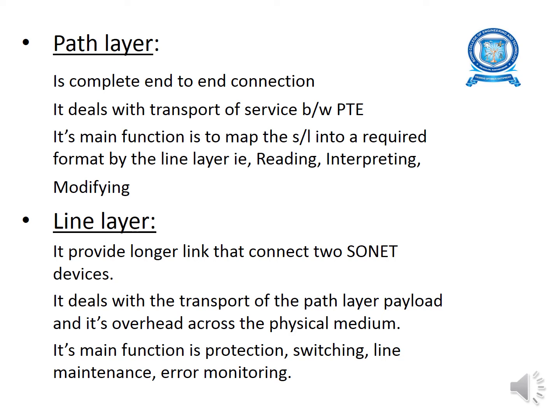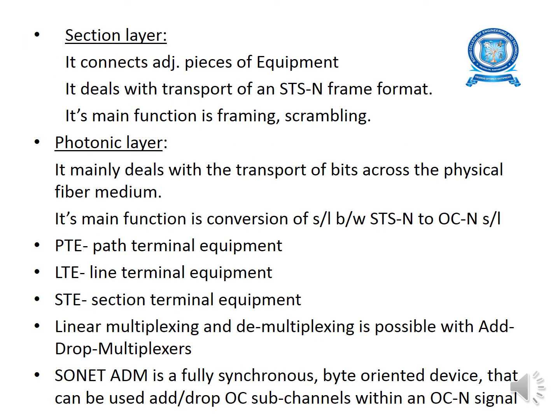The next layer is the line layer. It provides a longer link that connects two SONET devices, and it deals with the transport of the path layer payload envelope and its overhead across the physical medium, as required by the section layer. Its main functions are protection switching, line maintenance, and error monitoring, which occur in the network process.